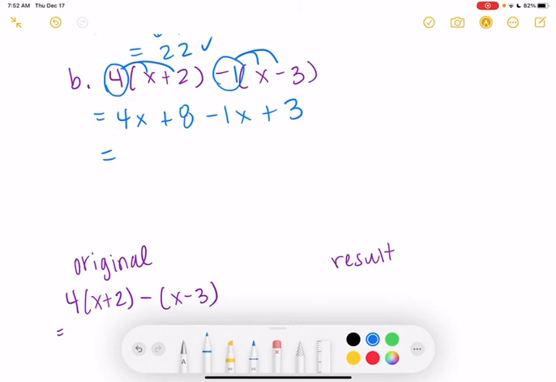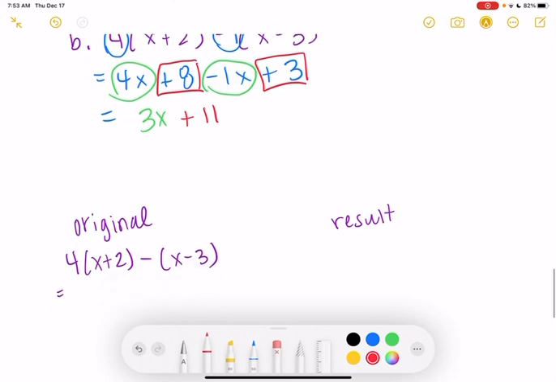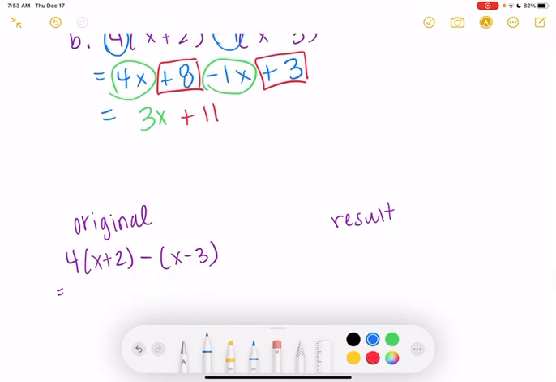Now we can combine like terms. So I look for all my x's. I see a 4x minus a 1x for a 3x. And for my constant terms, I have a 8 and a positive 3 for a positive 11. So my result ended up being 3x plus 11.